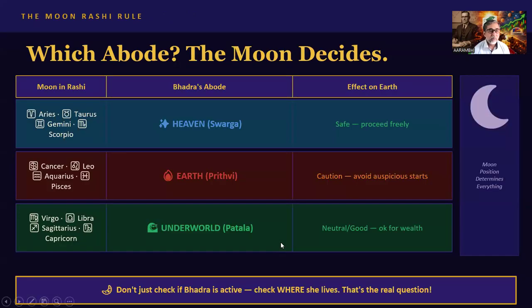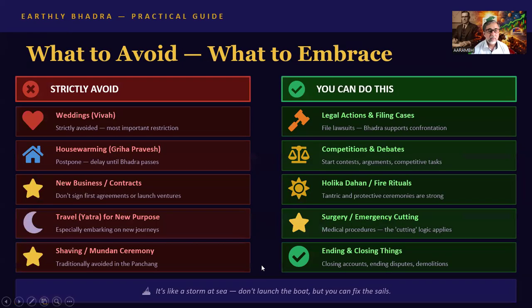Now, which abode does the moon decide? Moon in Aries, Taurus, Gemini, Scorpio: call it heaven, proceed freely. Cancer, Leo, Aquarius, Pisces: earth. Caution, avoid auspicious starts. Moon positioning determines everything. Virgo, Libra, Sagittarius, Capricorn: underworld, neutral to good, okay for wealth. Don't just check if Bhadra is active. Check where she lives. That is the real question.